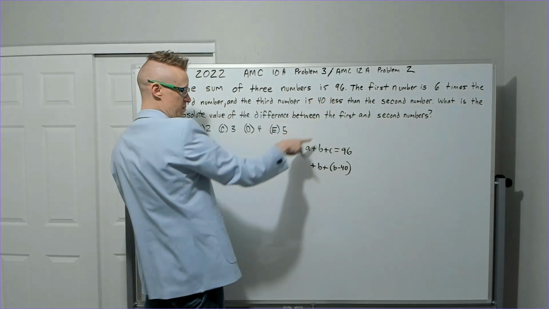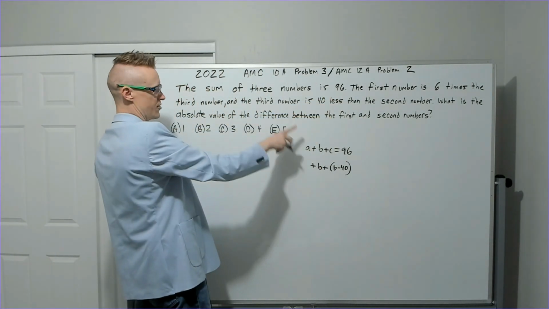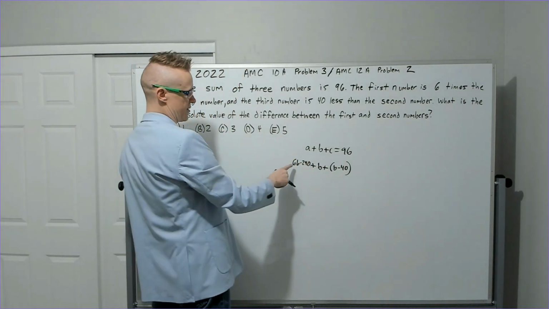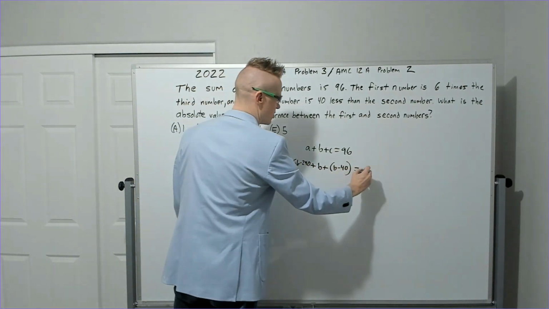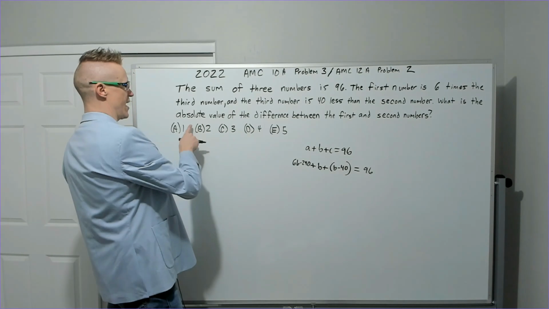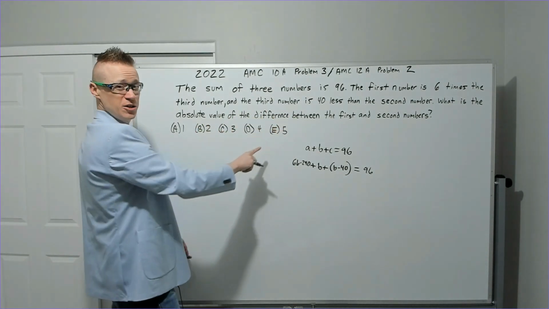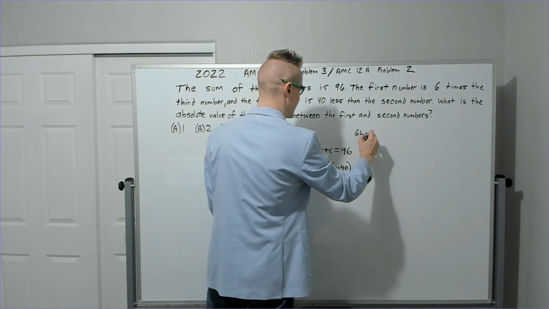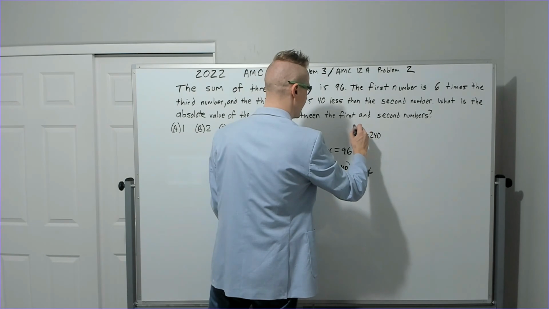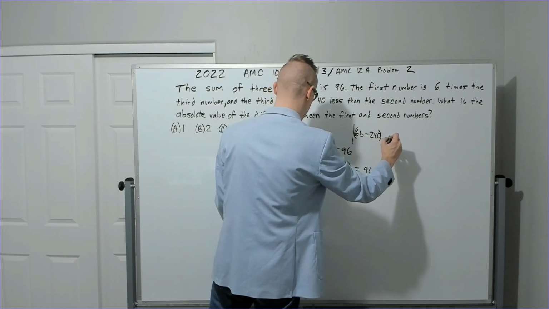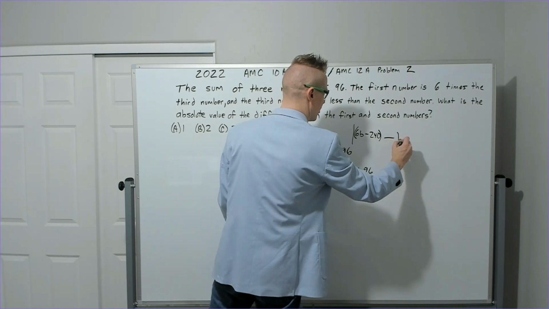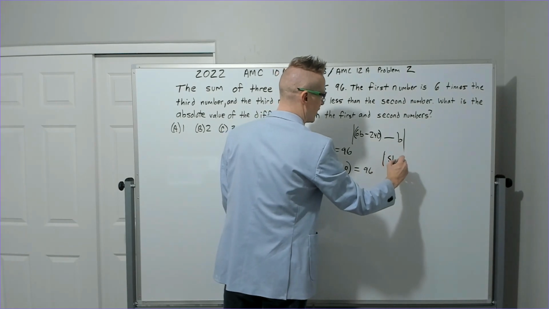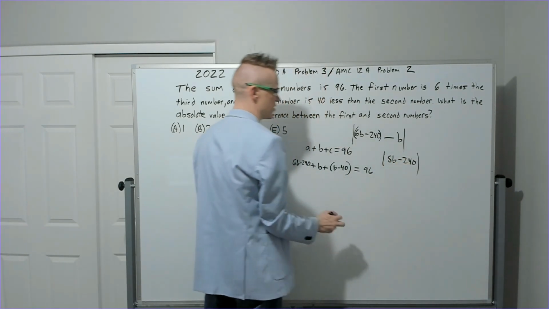The first number is 6 times the third, so A would be 6 times the third number. So you're going to get 6B minus 240, and this is going to equal 96. Now, what does it ask for? What is the absolute value of the difference between the first and second numbers? So you're going to want 6B minus 240 minus B, because these are the first 2 numbers. So if I do 6B minus B, we want the absolute value of 5B minus 240.